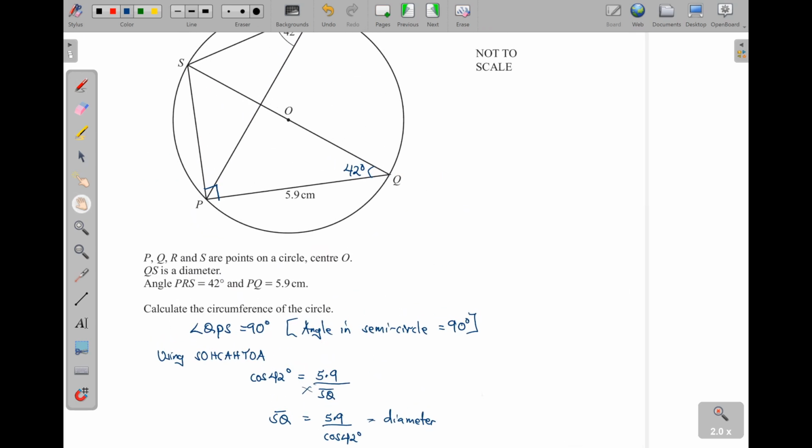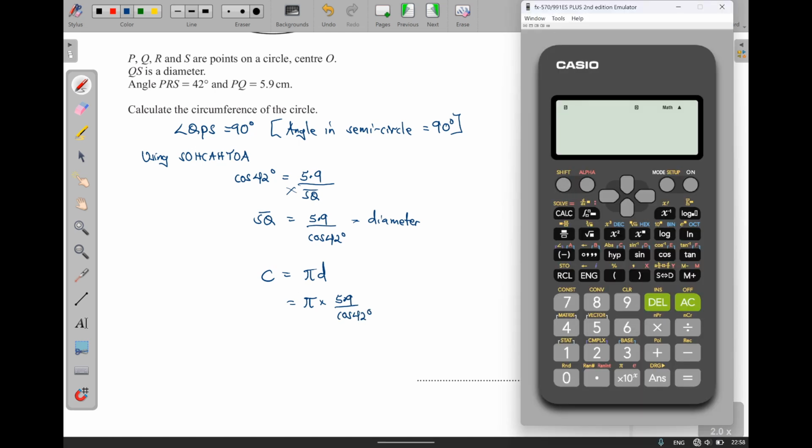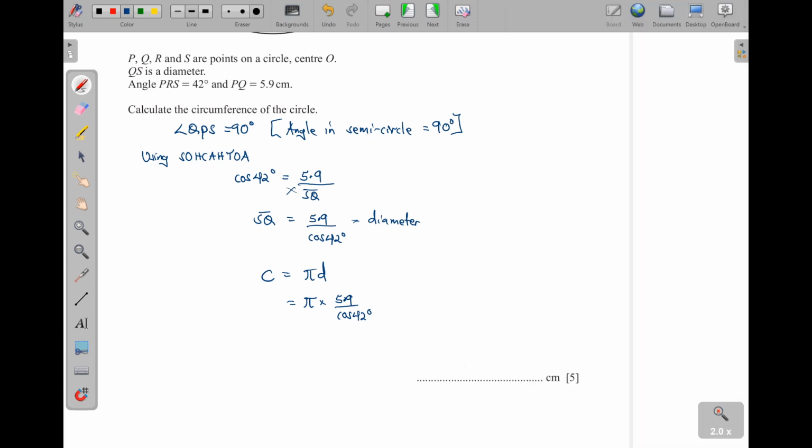And then after finding the diameter, we can find the circumference of the circle. Circumference of the circle is equal to pi d. So I'll get pi times the d I've gotten as 5.9 over the cosine of 42 degrees. The calculator has to be in degrees, okay? This gives us 24.9 and the rest of those figures, but I'm going to write my answer to 3 significant figures. So I write 24.9.